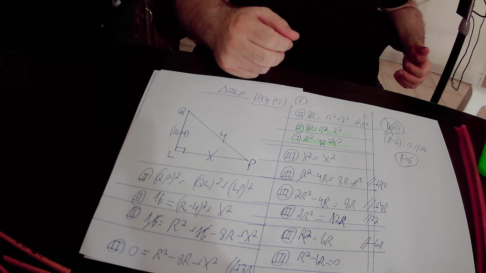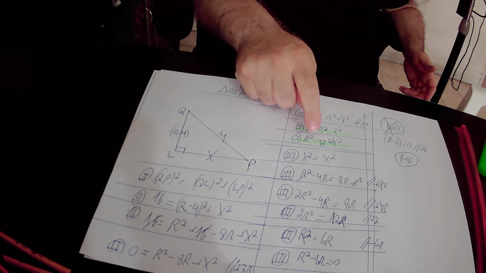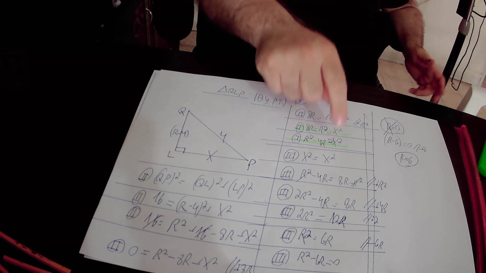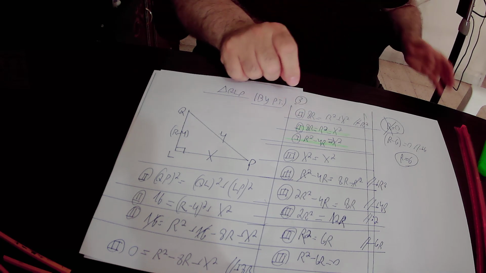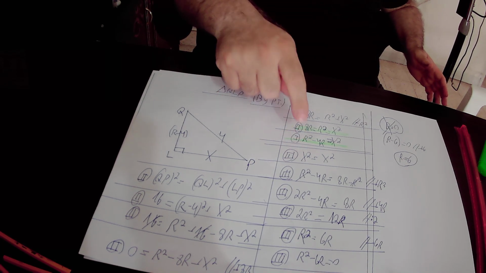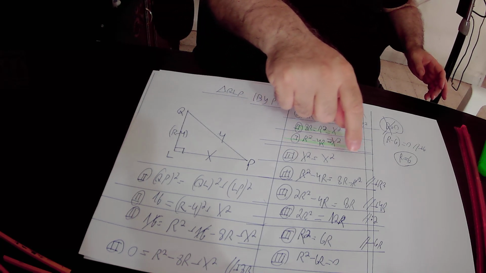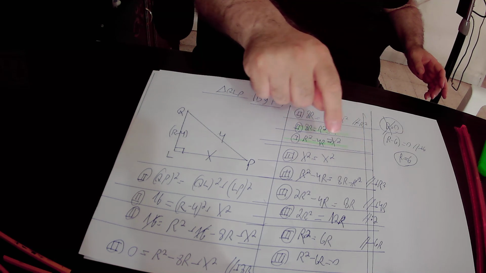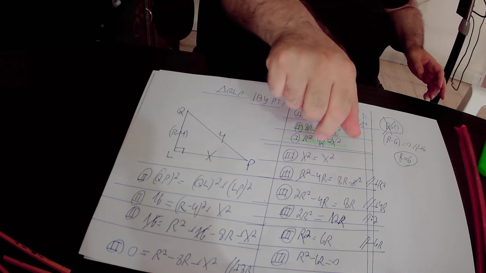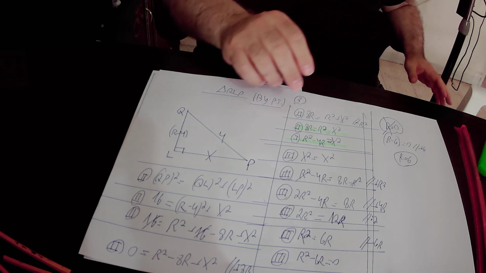Therefore, we created equation number 3, which states that x squared according to equation number 1 must be equal to x squared according to equation number 2. X squared according to equation number 1 is r squared minus 4r, while x squared according to equation number 2 is 8r minus r squared. And those two expressions are equal to each other because they are both equal to x squared.